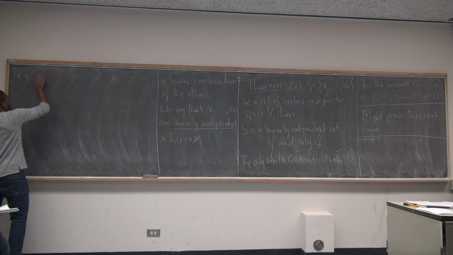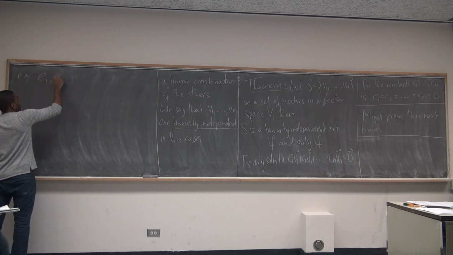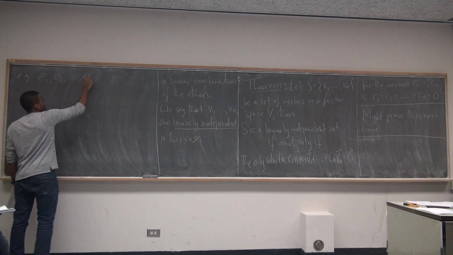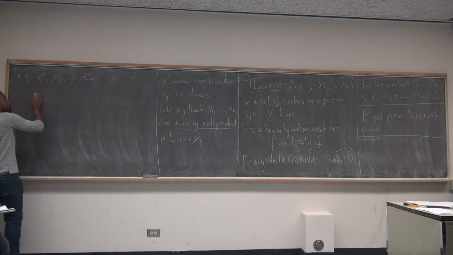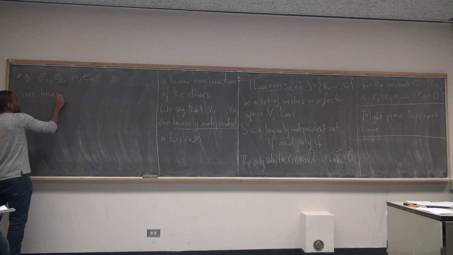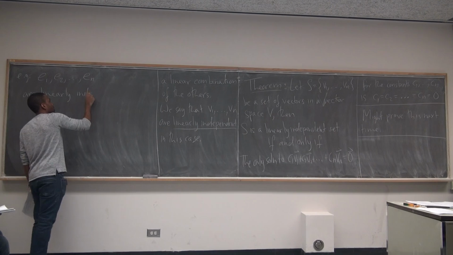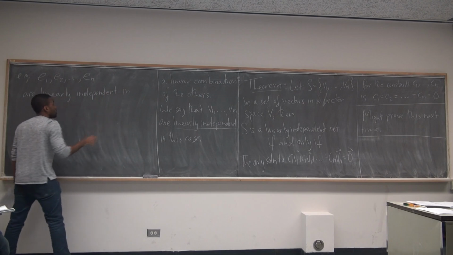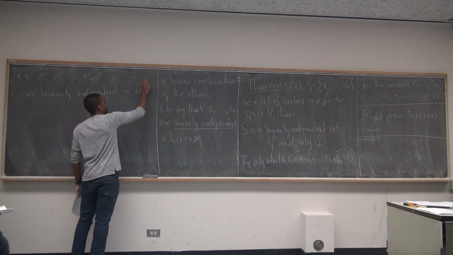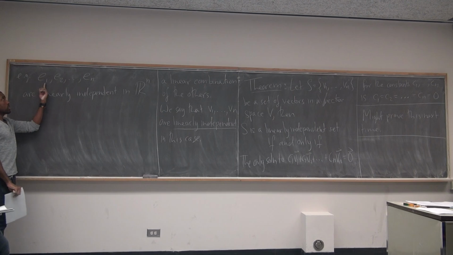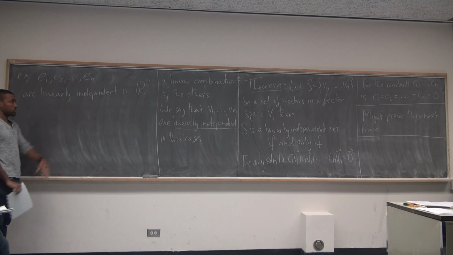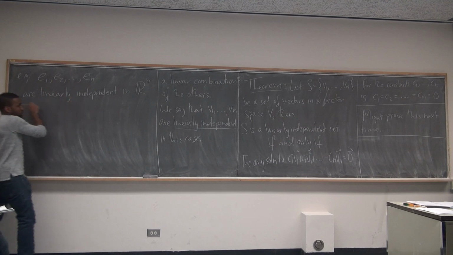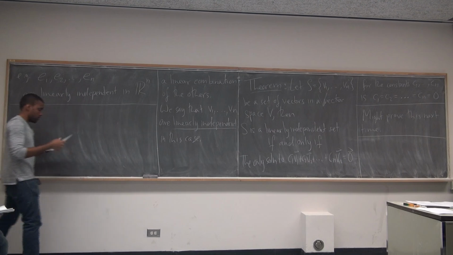Examples: E1, E2, ..., En. These are the guys I defined last time. They are linearly independent in Rn. These are just the guys that have 1 in the first coordinate and 0 everywhere else, or 1 in the second coordinate and 0 everywhere else, and so on all the way down the line. These are linearly independent. I actually talked about that example last time. Just wanted to remind you of that.